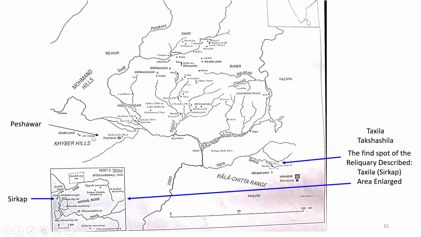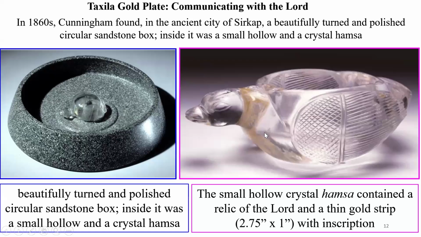Peshawar is here, just so that you get the hang of where it is, and it is here, in this small area. There was a small place called Sirkap, and it was in one of the stupas that it was found, and it is absolutely stunning. It's a polished sandstone container box. They call it a box, but anyway, that is the container in which was found this crystal Hamsa, and this is the enlarged Hamsa. And you can see it was hollow. There are marks where a hinge might have been, and there was a small piece of relic where it was found.